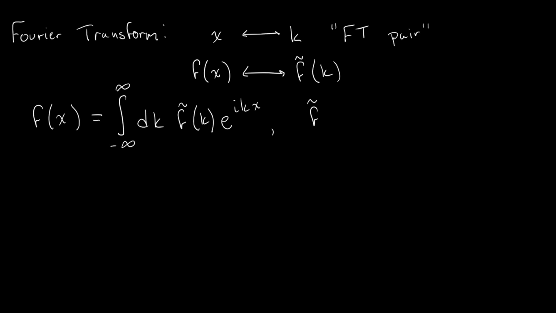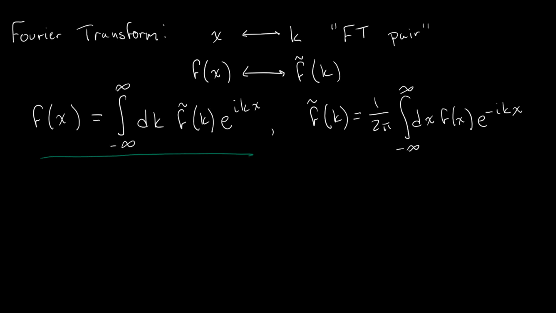And then we also have to specify the inverse, which is 1 over 2 pi, integral from minus infinity to infinity, dx f of x e to the minus ikx. And these are our Fourier transforms. I'll call this the Fourier transform and this the inverse Fourier transform.